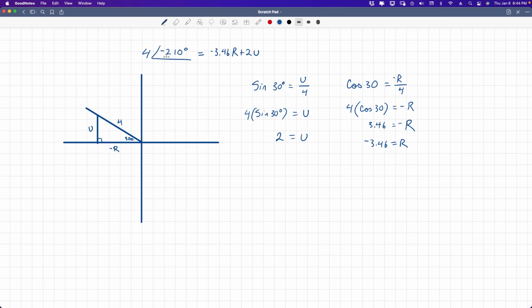Okay, the only thing we did different was we measured from here around to get our 210. The other way that we could have written this would have been 4, and this would be 90, and this would be another 60. So that'd be 150, right? 150 degrees equals negative 3.46 r plus 2u.